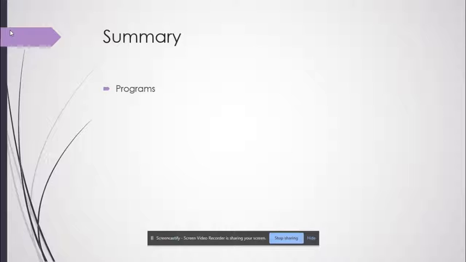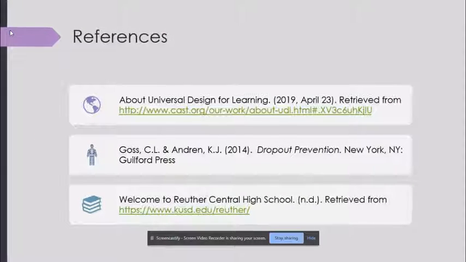So in this presentation, you heard about the programs Ruther has to offer, and Ruther's strengths and weaknesses. I provided you a sample unit, and these are my references.